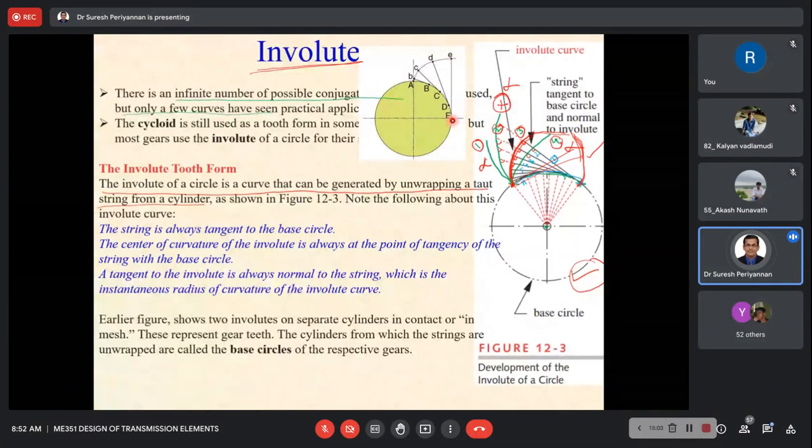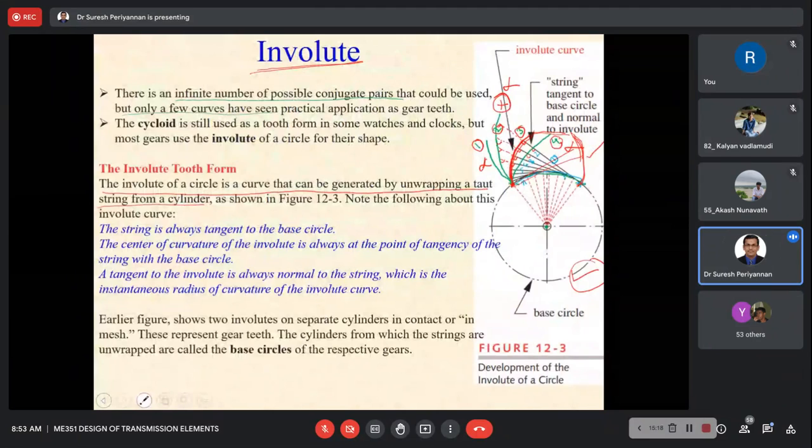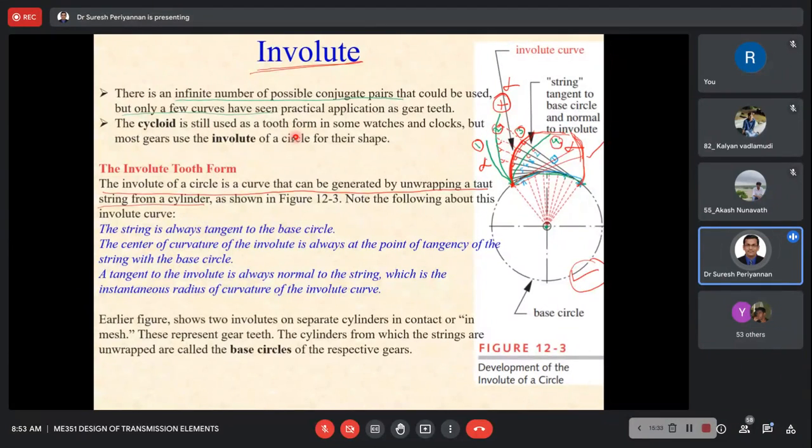Now I am considering the point from here. Each line must be normal to this curve, which will act as our teeth profile for the teeth design. See one more thing here. Now for the teeth profile we consider the involute curve, but not only the involute curve. Based on our application, the teeth profile may be cycloid. The cycloid is still used for the tooth form in some watches and clocks, but in most gears we are using the involute profile or involute shape for our application.